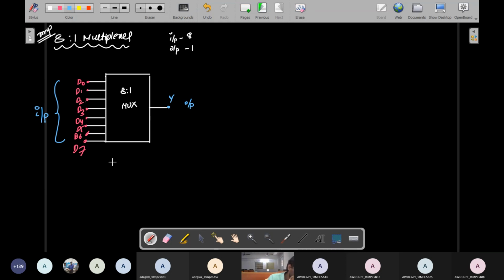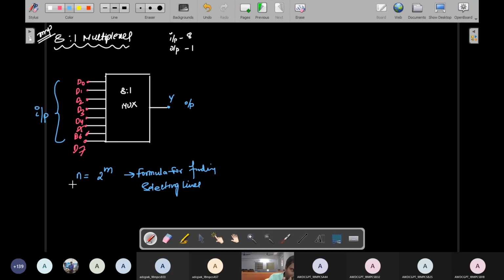Okay, so here we draw the selecting variables. Once again I use the formula for the selecting variables. See, we know that n is equal to 2 power m. This is the formula for finding the selecting lines.